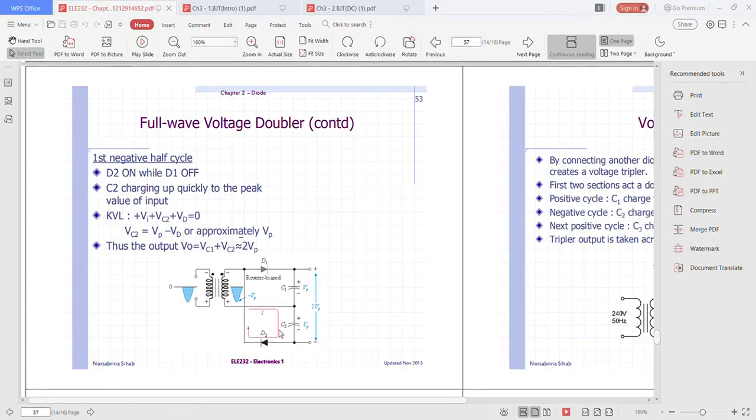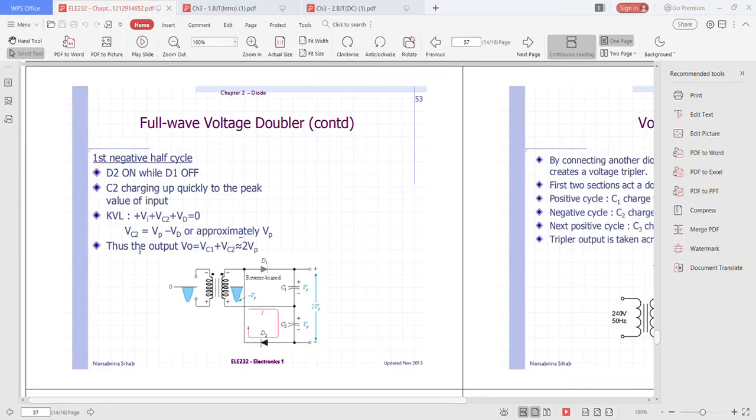So the loop equation involved in this analysis will be minus Vp and then plus Vc2 and then plus Vd2 equals to 0. Okay, I repeat, minus Vp and then plus Vc2 plus Vd2 equals to 0.